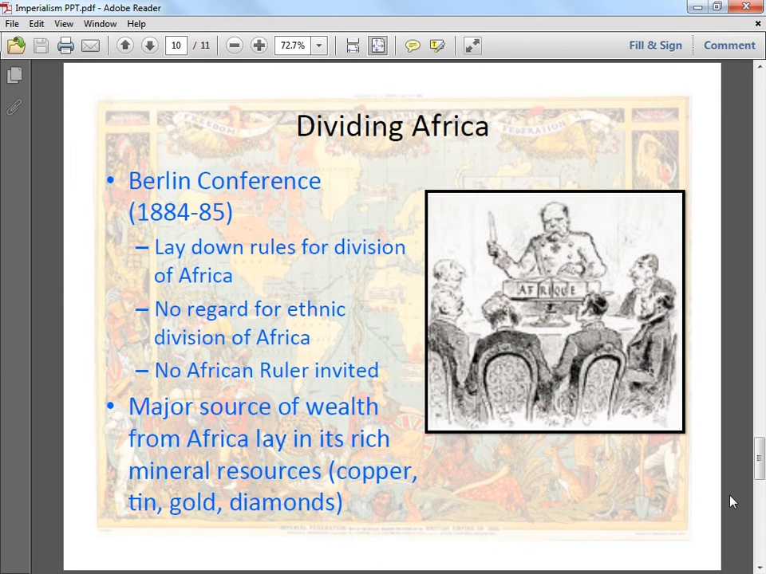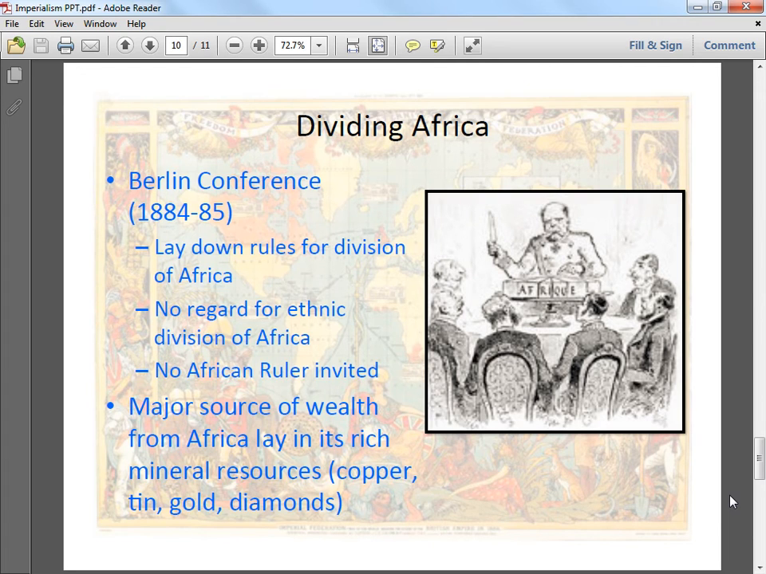As they lay down lines, because they're saying, like, this little section is France, this little section is Great Britain, this little section is Germany, they have no regard for ethnic divisions. They just care about the resources that are there. No African rulers are invited. No Africans are invited. They don't care. They're carving out what they want, and they don't really care about the people that are there. They just care about the stuff.